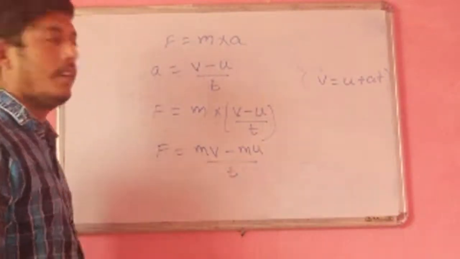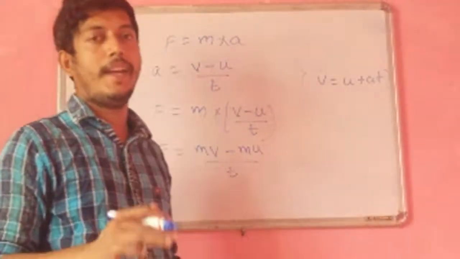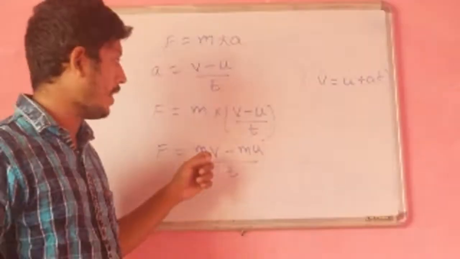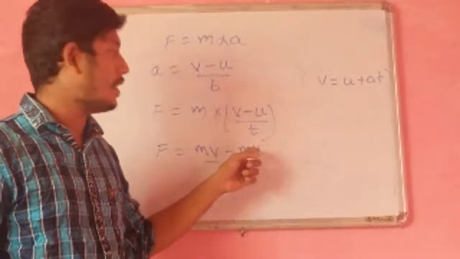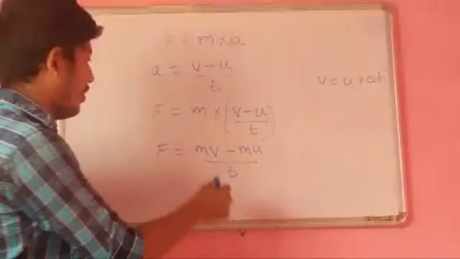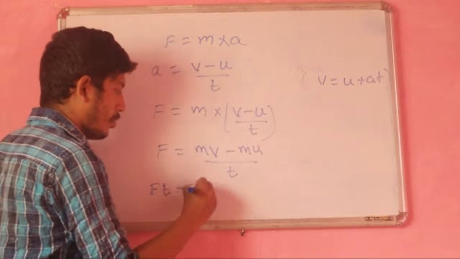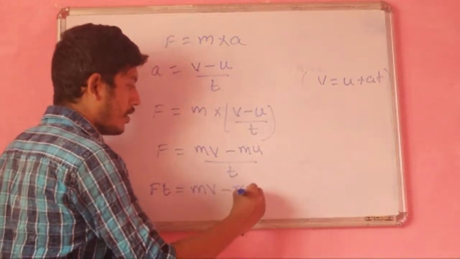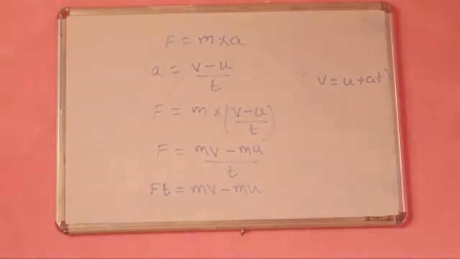So here mv is momentum and mu is momentum. v is your final velocity, so mv means final momentum, and u is initial velocity, so mu means initial momentum, and t is time, and F is force. When we cross multiply, it becomes F into t equals mv minus mu.